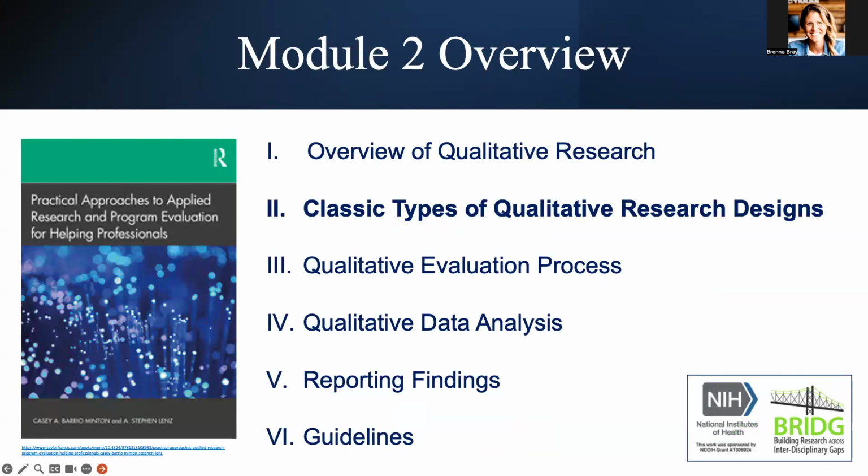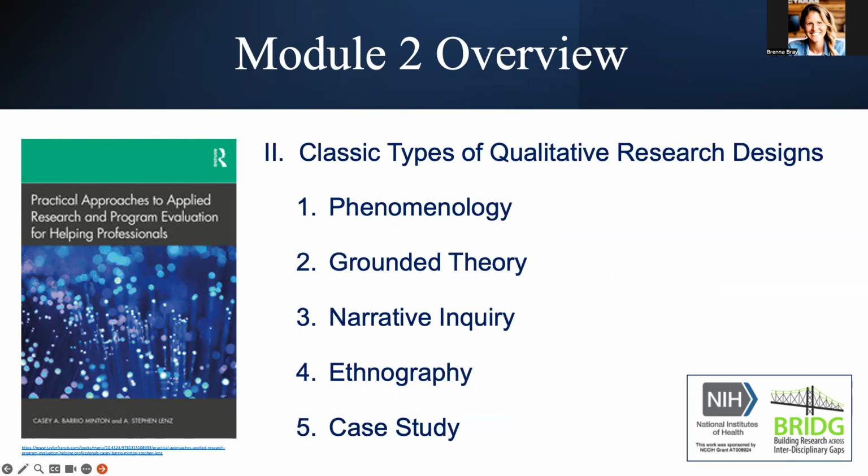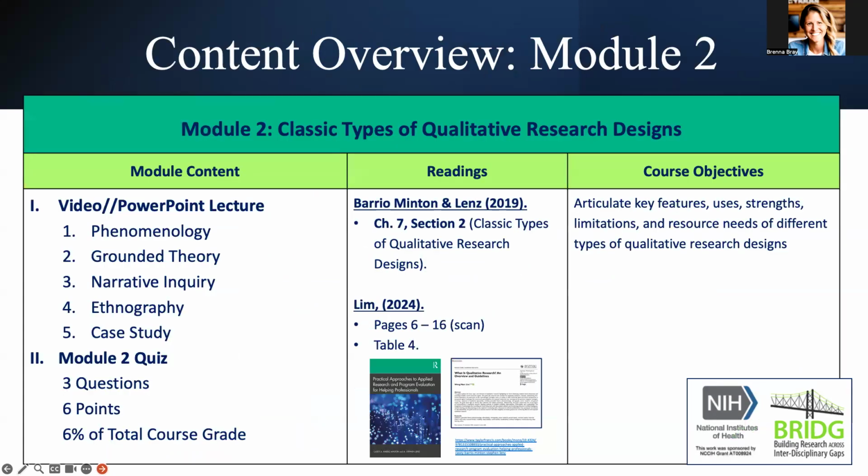In this module, we're going to talk about classic types of qualitative research design. So we're going to focus on phenomenology, grounded theory, narrative inquiry, ethnography, and case studies. We're going to use section 2 of chapter 7 in Barrio, Minton, and Lenz's 2019 text, Practical Approaches to Applied Research and Program Evaluation for Helping Professionals. We're also going to use pages 6 to 16 of Lims 2024 text, What is Qualitative Research? And table 4 in that text.